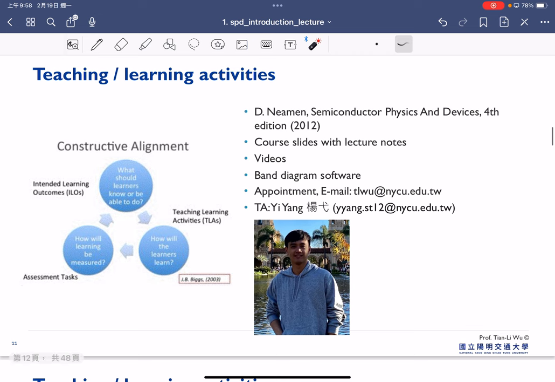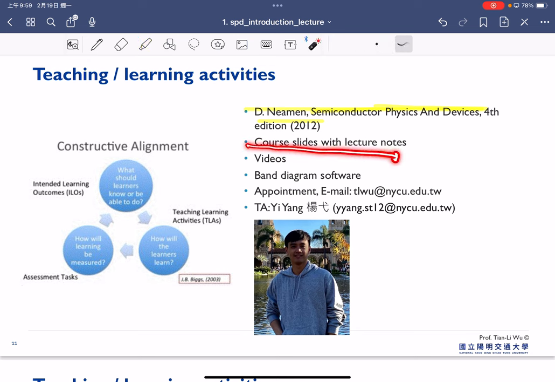And from the teaching and learning activities, the first one is our reference textbook, Neamen's Semiconductor Physics and Devices. That's the fourth edition here. This textbook is not that complicated, but I found that it's very useful. For sure, there are many semiconductor physics books. There's one from Professor Simon Sze. He also made a very nice book. But in this class, I prefer to use this one because I found this one is easier to understand, every concept is relatively easy to absorb, and you can have some good examples to follow in this textbook here.